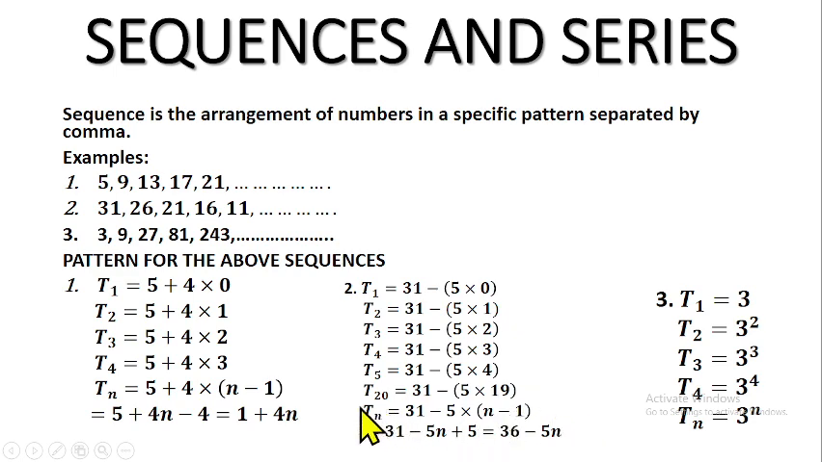So therefore, if you want to get the pattern by which they got this sequence, the term you are looking for is equal to 31 minus 5 times the number of the term you are looking for minus 1. So if you open the bracket, you have minus 5 times n, which gives us minus 5n. Minus 5 times minus 1 will give us plus 5. 31 plus 5 will give us 36 minus 5n. So it is this pattern they have used to generate this sequence, which you can also call the nth term, or the last term.